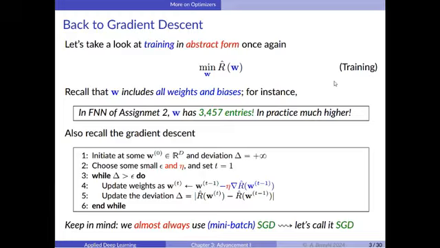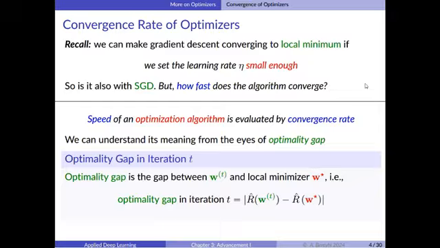We always use mini batch SGD. We don't want to call it the very long mini batch stochastic gradient descent, so we call it simply SGD. By SGD we mean mini batch SGD. So if we set the learning rate too small, or in better words small enough, we can go into local minima, and the speed of optimization is evaluated by the convergence rate.